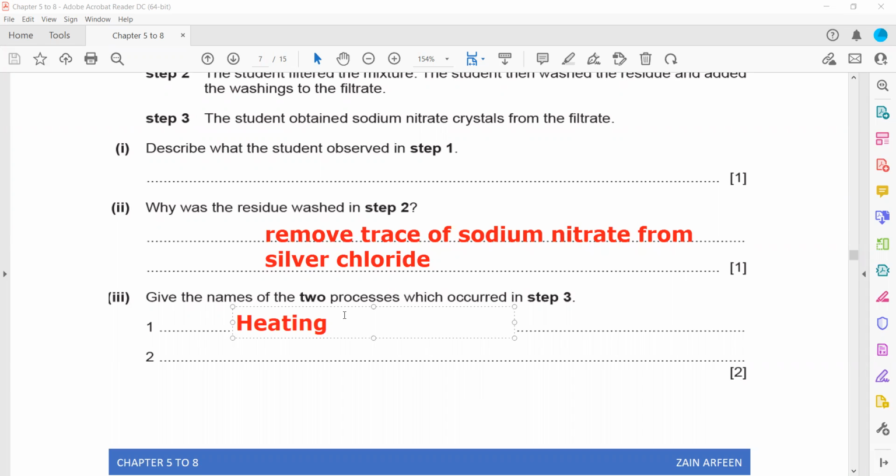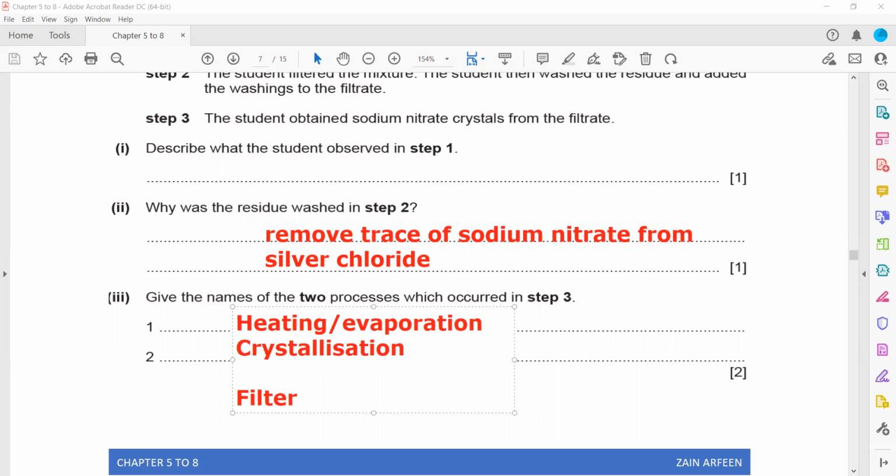So heating and evaporation is one thing, and then the second is crystallization. After crystallization there will be filtration, but they only ask for 2 steps. So what are the 2 steps? First, we evaporate, we heat and concentrate the solution. Like we will have a solution of sodium nitrate.